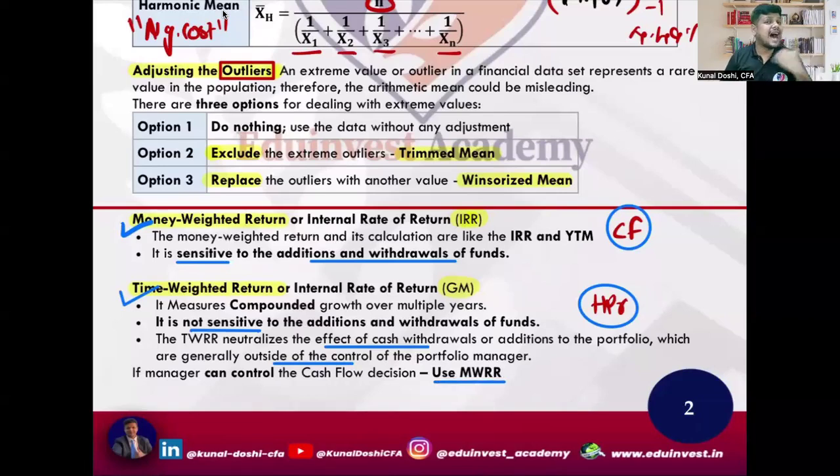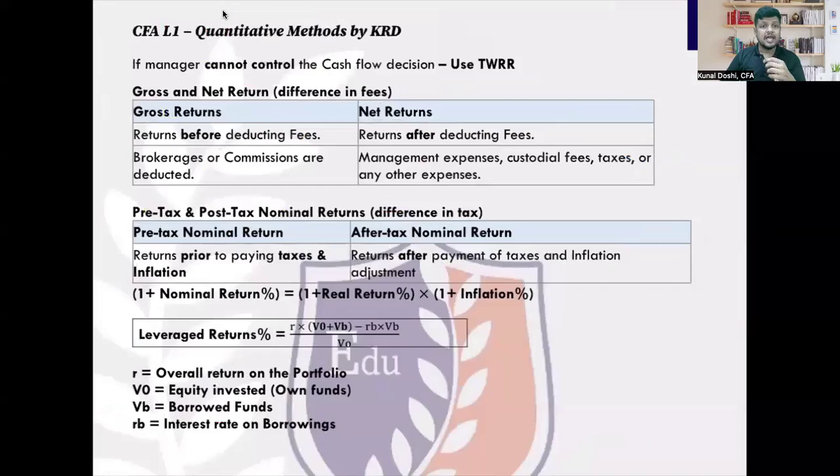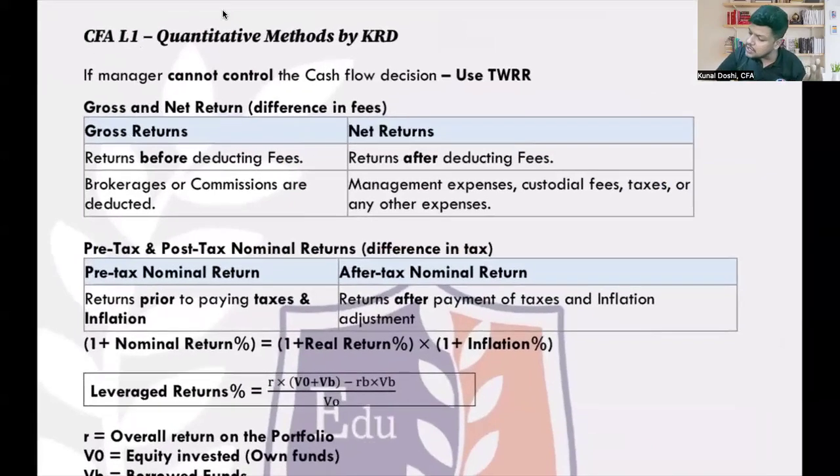Most of the time they will ask you which return to calculate. But if they ask you a theory question that the manager has control on the cash flow, we use money weighted rate of return. If the manager cannot control the cash flow decisions, use time weighted rate of return. Everyone with me? Clear.